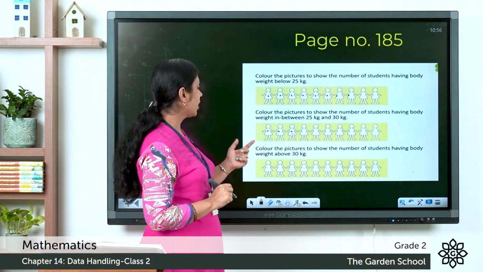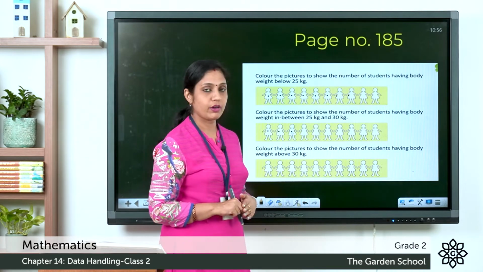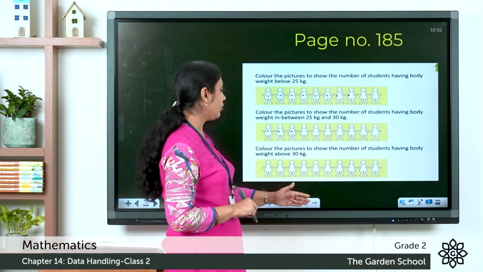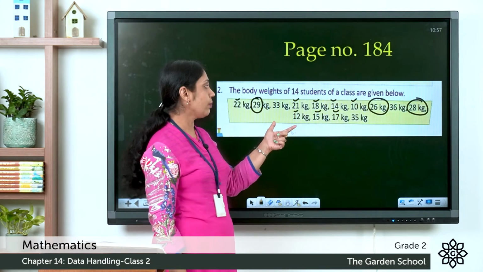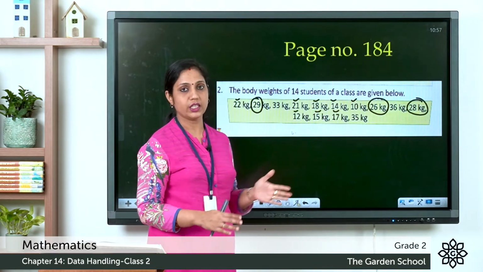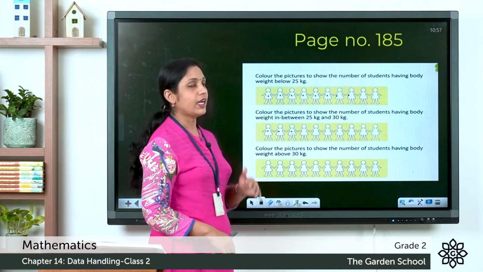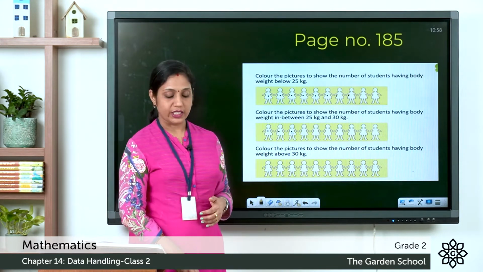Similarly, the next one, color the pictures to show the number of students having body weight above 30 kilo. Here you can find out the number of students who are above 30 kilo and you can color here. Let's move on to our next question.